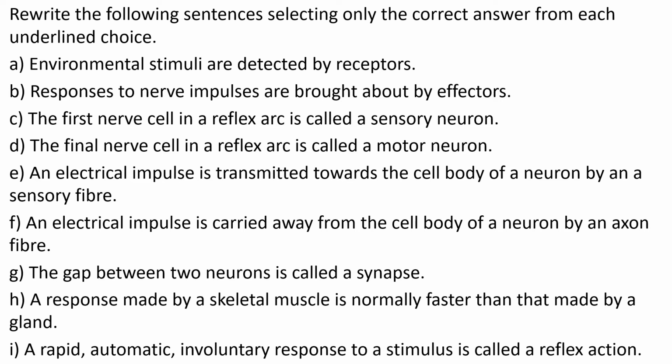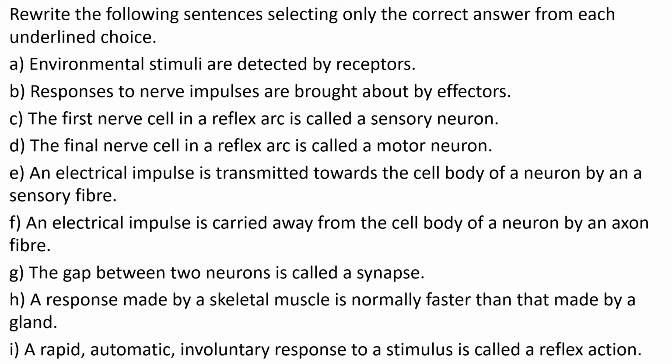An electrical impulse is transmitted towards the cell body of a neuron by a sensory fiber. An electrical impulse is carried away from the cell body of a neuron by an axon fiber. The gap between two neurons is called a synapse. A response made by a skeletal muscle is normally faster than that made by a gland. A rapid, automatic, involuntary response to a stimulus is called a reflex action.